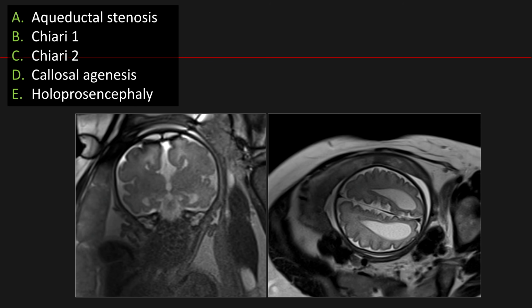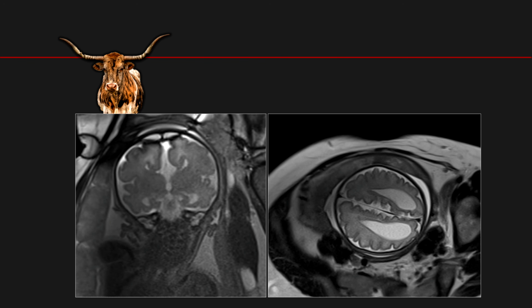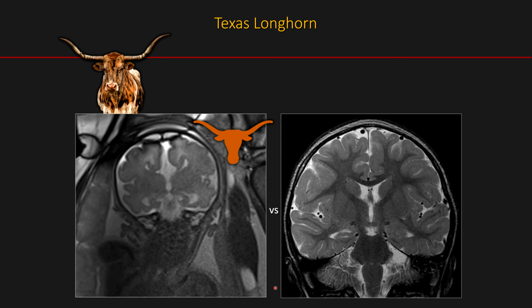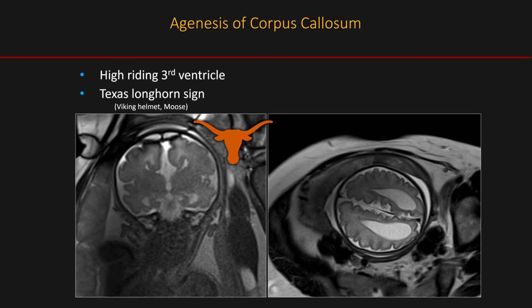Next case. On this fetal MRI, you have a classic finding for callosal dysgenesis or agenesis of the corpus callosum. Here on the coronal view, you have a frontal horn that is upturned and looks like a Texas Longhorn. So this is a Texas Longhorn sign. Normally, the frontal horn of the lateral ventricle is held down by an intact corpus callosum. Lack of corpus callosum can cause this upturn of the frontal horn of the lateral ventricle, consistent with Texas Longhorn sign. And with that, you will see a high-riding third ventricle.